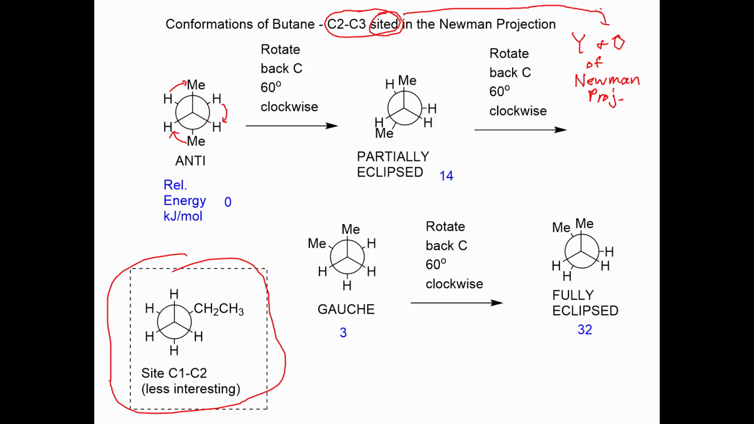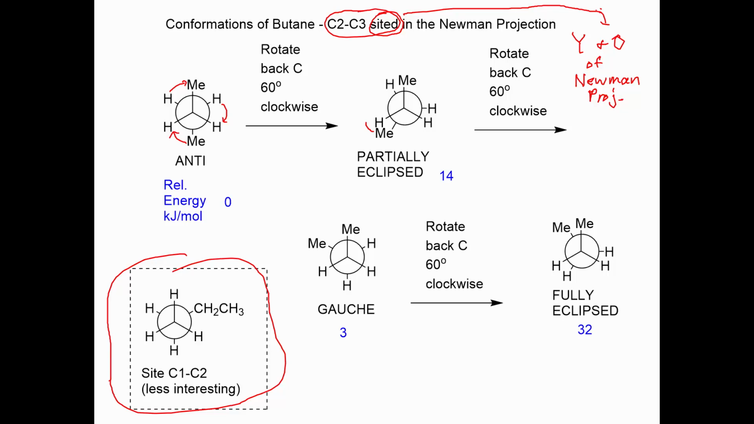And when we rotate that 60 degrees, we get to an eclipsed conformation. We're going to say this is partially eclipsed. It's 14 kilojoules per mole higher in energy than anti. Recall that eclipsed ethane was 12 kilojoules per mole higher. This is a little bit higher in energy than that, but not a whole lot. We're going to continue this process.